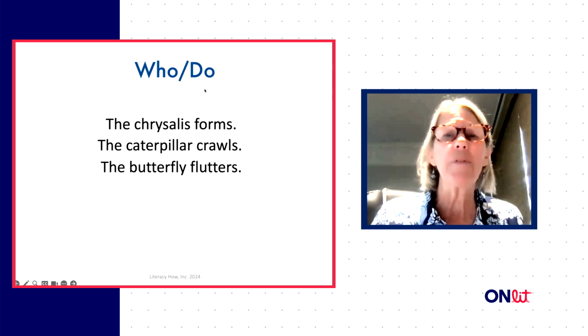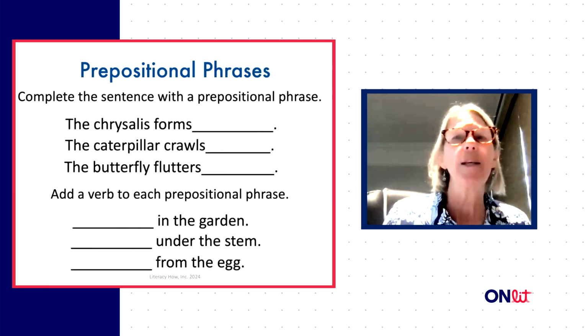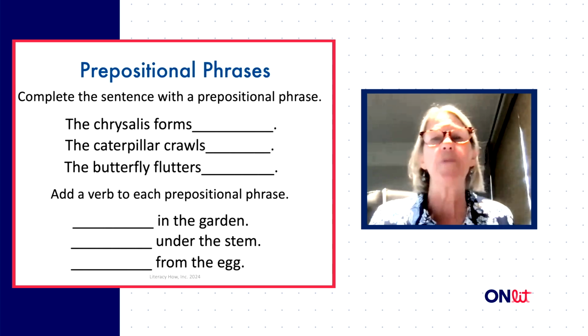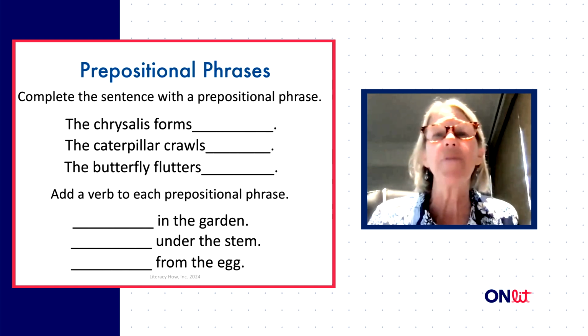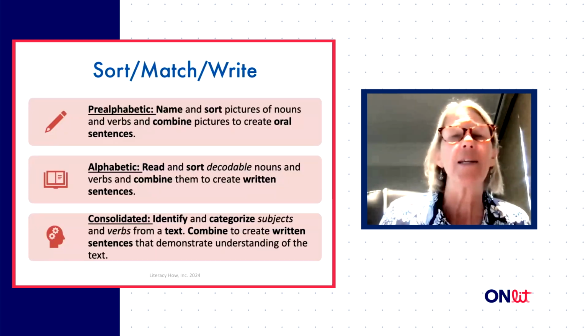So when we talk about the who do, we can do these things for writing too. Complete the sentence with a prepositional phrase, add a verb to each prepositional phrase. So you have these sentence frames that we use for oral language. We can use these for written language. We can do something called sort, match, and write. And I'm going to show you an example of it in a second.